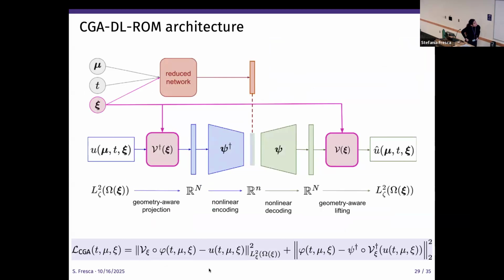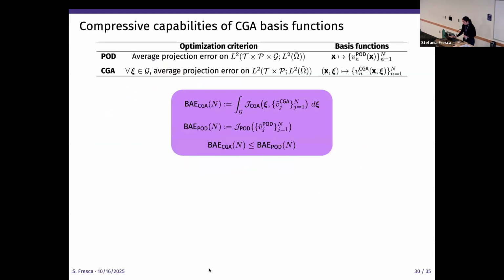Now, the final architecture in which we cast CGA basis functions into the DLROM context is the one here. I want to remark that CGA basis functions are trained in an unsupervised way, and as in traditional DLROM, at testing time, we discard the encoder function. Now, before moving to the numerical results, I want just to spend some words on the compressive capabilities of CGA basis functions.